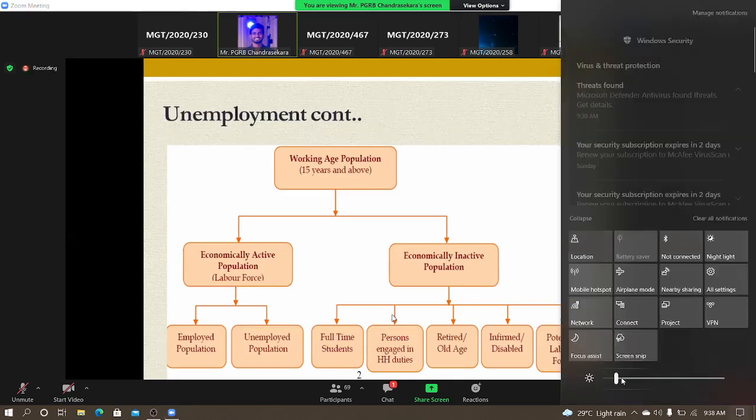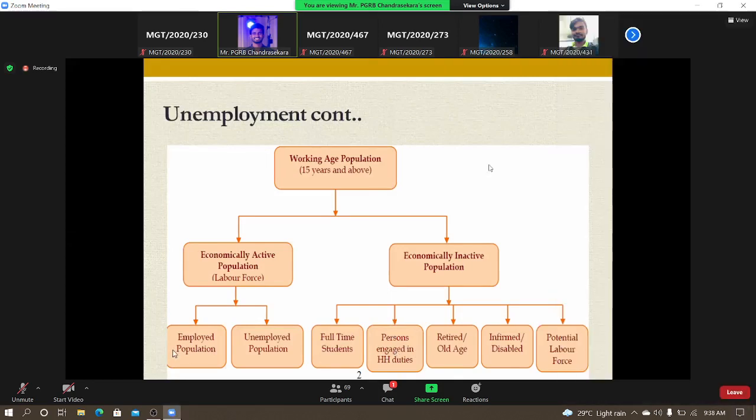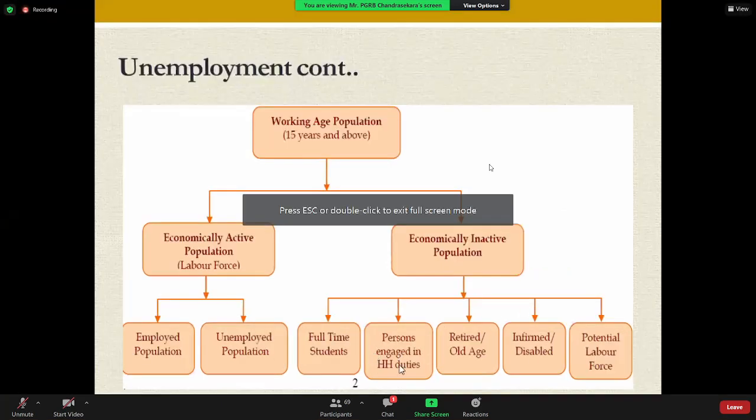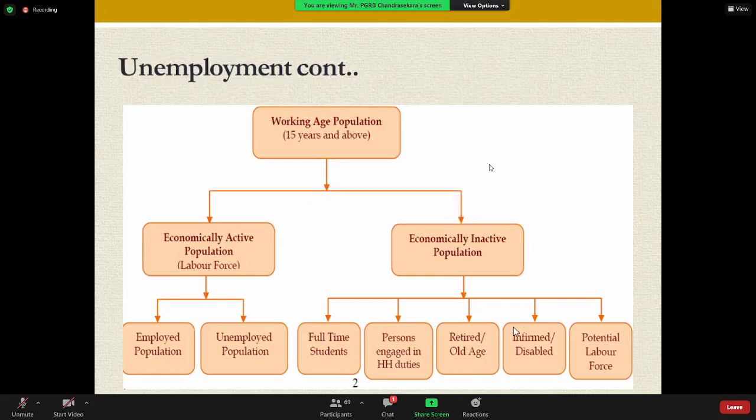Can they economically contribute? They can't. They may do a part-time job, but then they are counted in the employed population, not here. And also retired or old age and disabled persons, and the potential labor force. Potential labor force means the labor force that has the capacity but is not seeking work. Those are the economically inactive population.